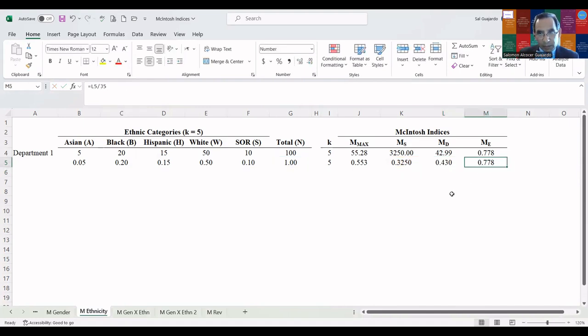So to obtain the McIntosh evenness score, it's going to be 0.430 divided by 0.553. So the formula is going to be L5 divided by J5. That gives me a product of 0.778. And again, I call these evenness scores or standardized scores. That is, 78% of the maximum value of the diversity possible was obtained.